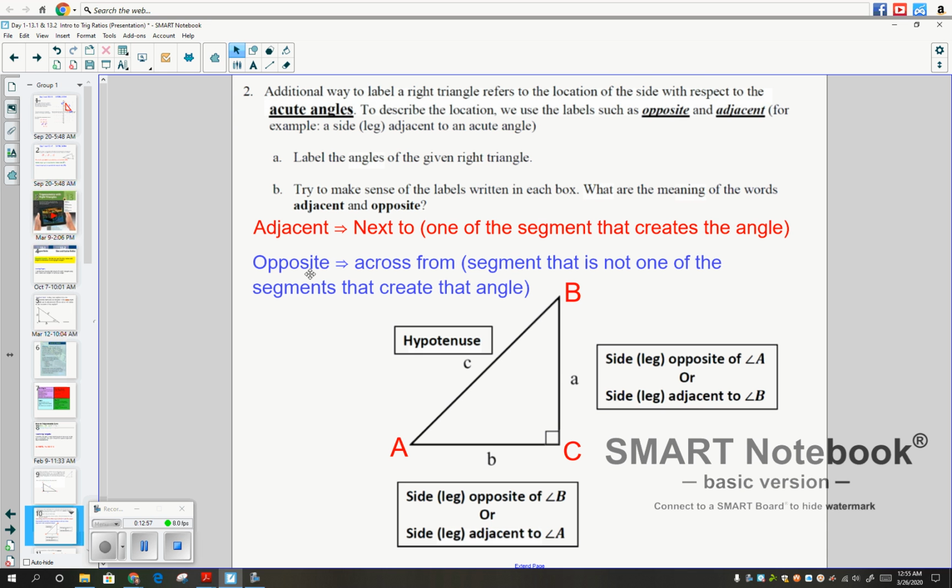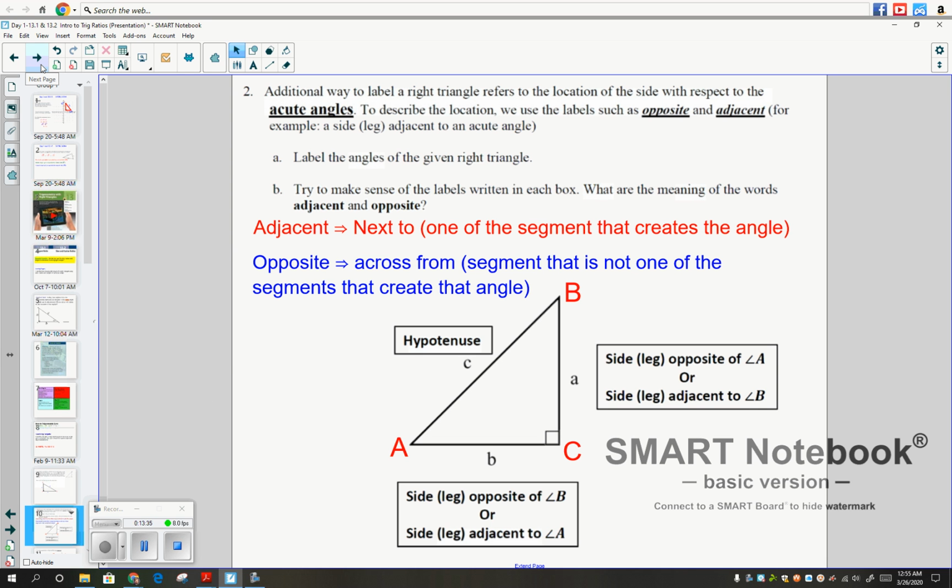What does opposite mean? We kind of already covered this. Across from. It's a segment that is not one of the segments that create the angle. Notice segment A here does not create angle A. That is the leg or side that is opposite of angle A. Angle B, which is down here, the bottom one, I'm moving my mouse over, that's side B, that's opposite of angle B. That segment does not make up angle B. So those are the key words: adjacent, opposite, and hypotenuse. That is the number one goal that we have to get through and discover today as we proceed through this lesson.